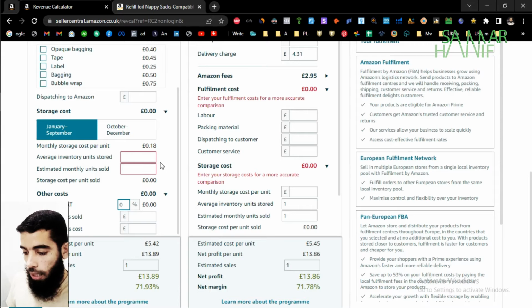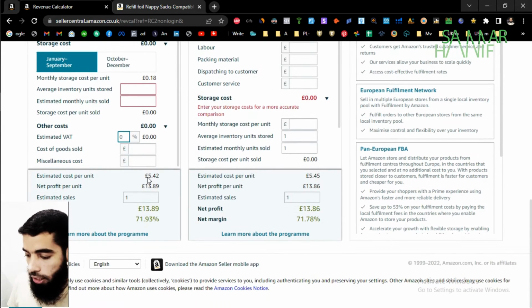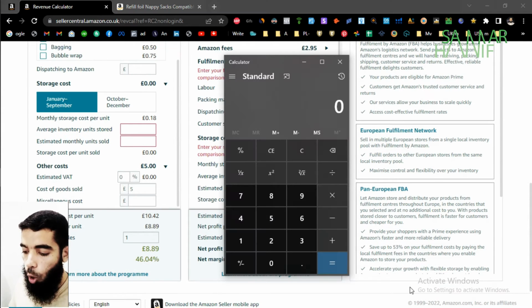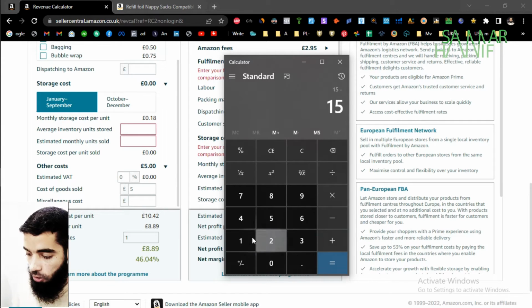Estimated VAT, I'm gonna enter 0 here and we'll take care of it further in my Excel sheet. Here you will enter your product source price. Now after adding all these fees, this is the per unit cost of this item. If we subtract this from our selling price, the profit comes out to be 4.58.